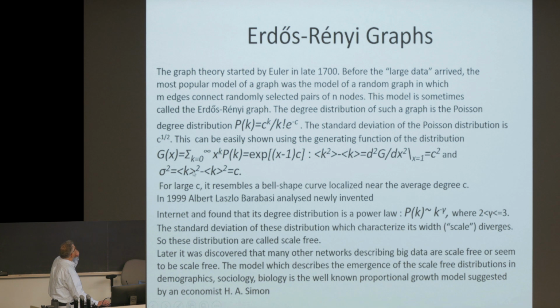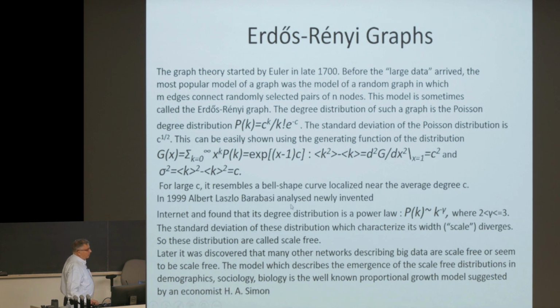So basically, this is a mistake. So k square average minus k average squared is equal to C, and so it means that sigma is just the square root of C. So this becomes very small, because the square root, of course, grows much slower than the average itself. It means that the distribution becomes a bell-shaped curve localized near this average.